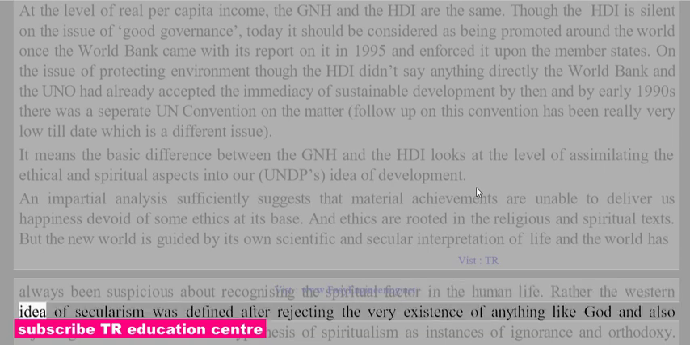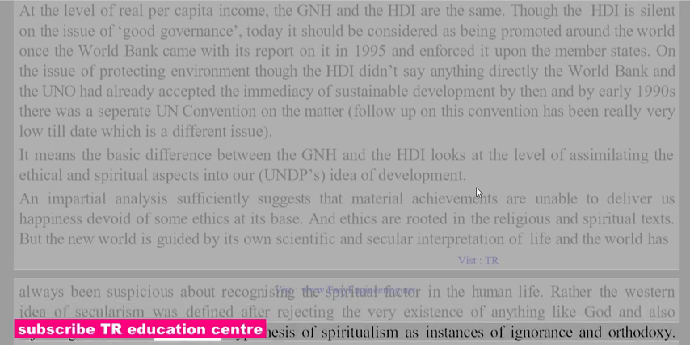Rather, the Western idea of secularism was defined after rejecting the very existence of anything like God, and also rejecting the whole traditional hypothesis of spiritualism as instances of ignorance and orthodoxy.